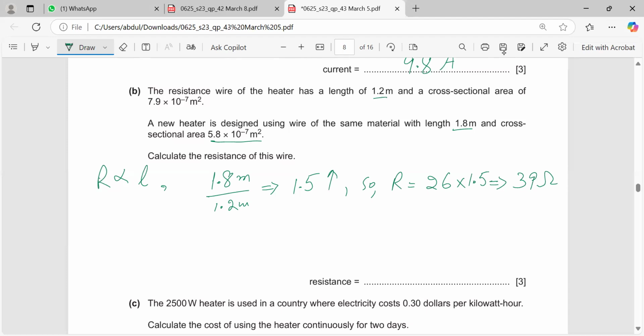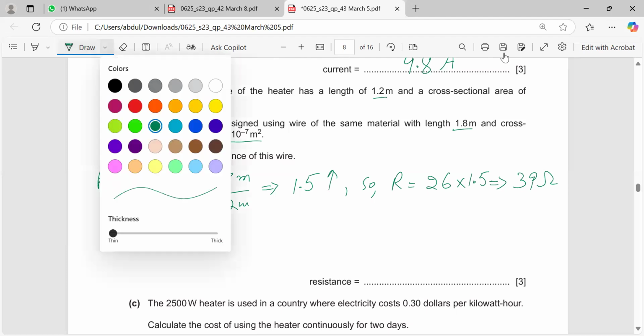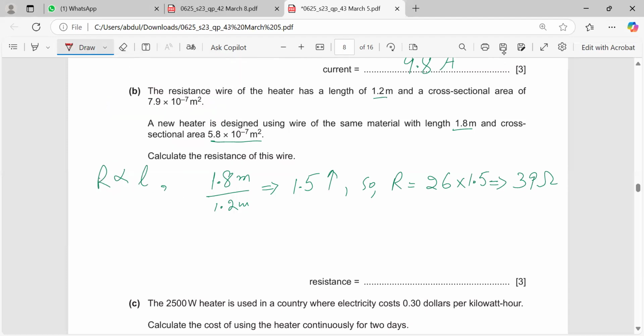Let's see what happens to the area of cross section now. Resistance is inversely proportional to area of cross section. If the area of cross section is increased, the resistance of the wire will be decreased, and if the area of cross section is decreased, then the resistance will also be what? Increased. Now let's check what is the factor of the area.